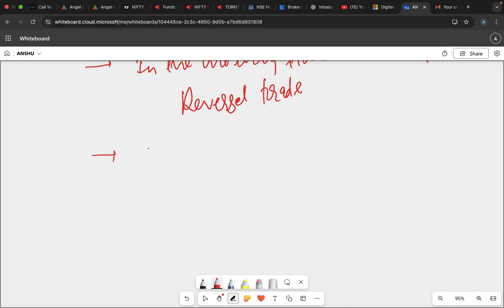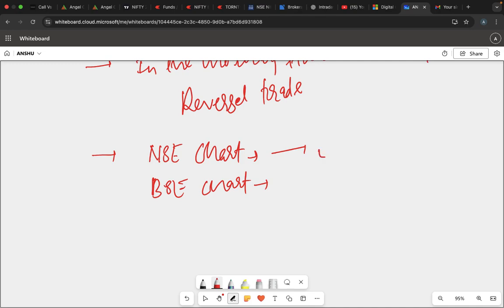One more thing: which chart do you use for trading, NSE or BSE? I recommend you use the NSE chart only. I personally do not use the BSE chart. I use the NSE chart only. You should use the NSE chart, not the BSE chart.